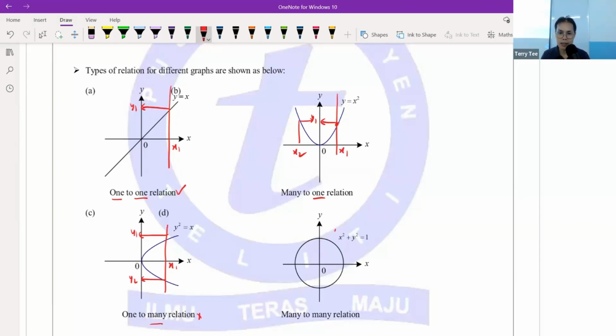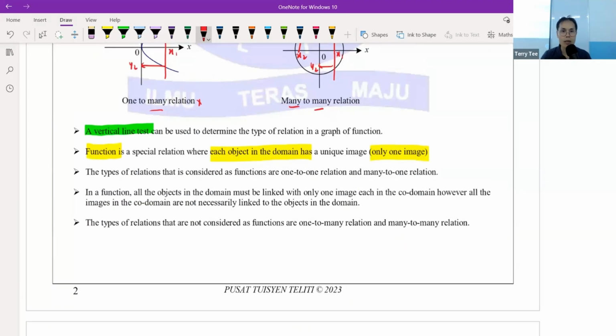And the last one, this one I cut here. Oh, 1 x has multiple y. But at the same time, there is another x here that shares the same y. So it's a combination of 1-to-many and many-to-one. So that makes it many-to-many. So take note, which one is a function, which one is not? 1-to-1 is a function, right?